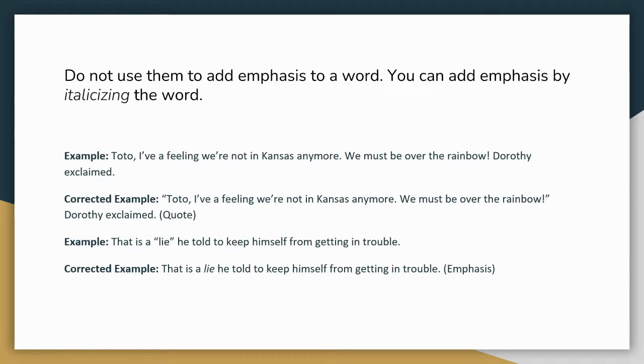So here's an example. "Toto, I have a feeling we're not in Kansas anymore. We must be over the rainbow," Dorothy exclaimed. Well, that's a quote from the movie, so I need to put it in quotation marks. Open quote, "Toto, I have a feeling we're not in Kansas anymore. We must be over the rainbow." Close quote, Dorothy exclaimed. And then, "That is a lie he told to keep himself from getting in trouble." That's where we're trying to emphasize the word lie, but we want to do it with italics instead. That is a *lie* he told to keep himself from getting in trouble.